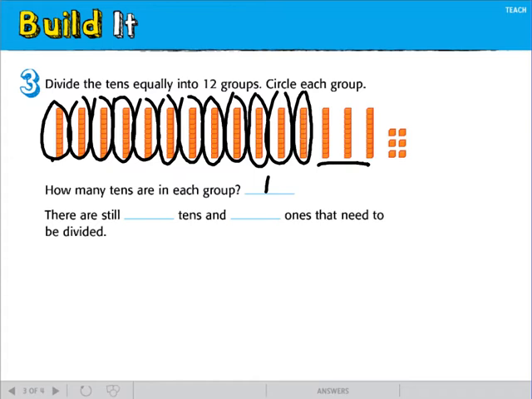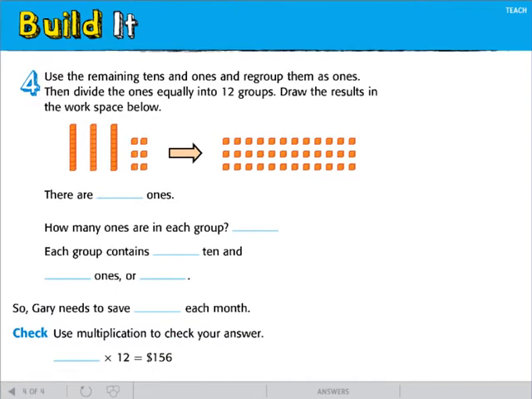Now just like I did with my 100, well, first of all, how many tens are left over? 3. So there are 3 tens, and how many ones do I still have? I still have the 6 ones. Now, because there are not enough tens here to separate into 12 groups, what am I going to do with my tens? Put them into ones. I'm going to break my tens up into ones. So how many ones am I going to end up having? 36.